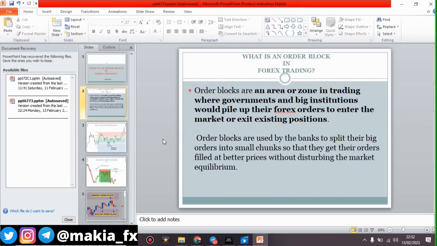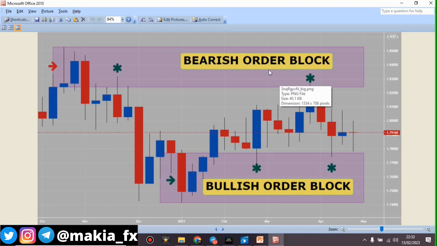So we got two types of order blocks. We have a bullish order block and we have a bearish order block. This is a bearish order block and this is the bullish order block. So how do we draw an order block? For the bullish order block, you will take the length of the candle. This is the last bearish candle before we had a move to the upside. So you will take the last bearish candle because this is the bullish candle.